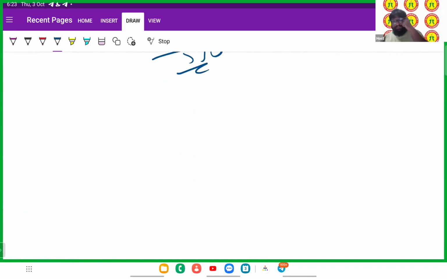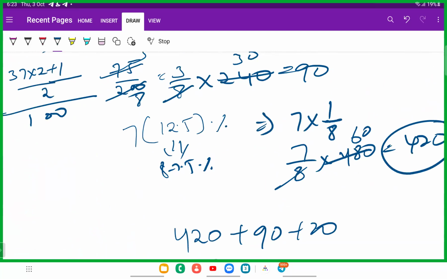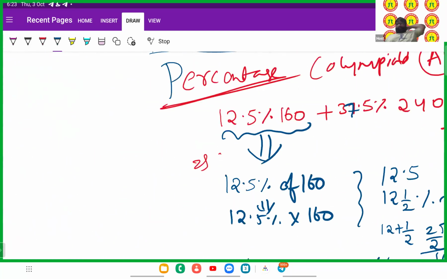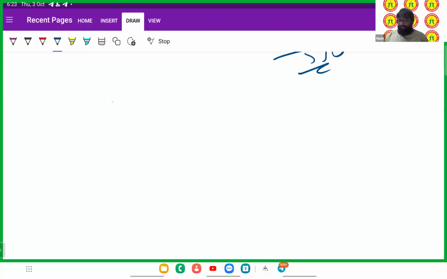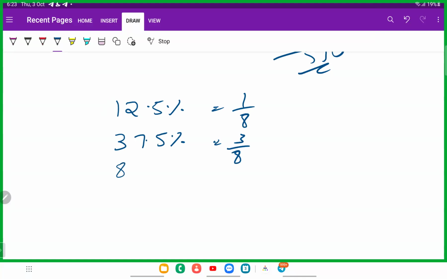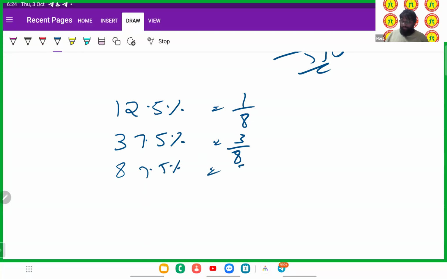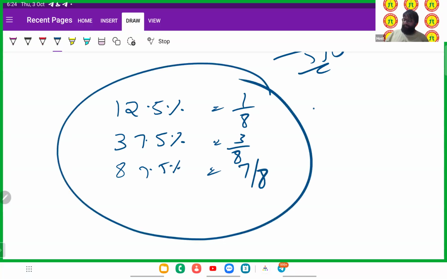Okay. Olympiad question. Got it? So from this you can derive: 12.5% is 1 by 8, 37.5% is 3 by 8, and 87.5% is 7 by 8. So this is a trick. Please put it somewhere in the paper.